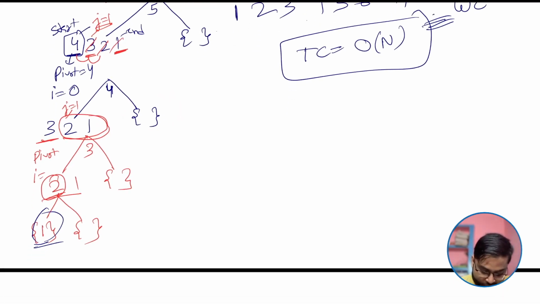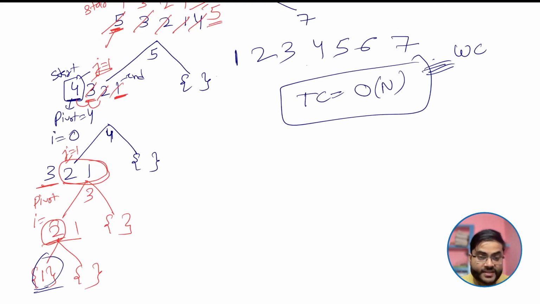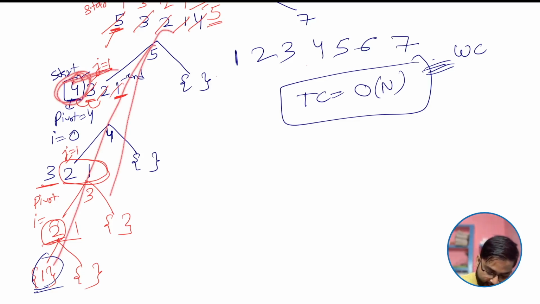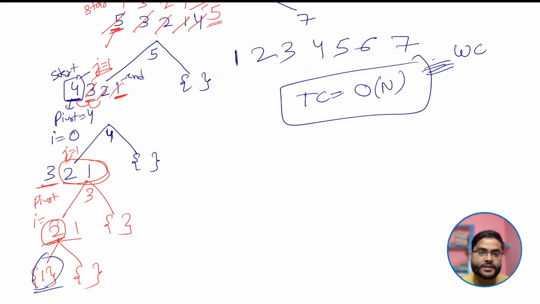Again, when I choose 3 as a pivot element, the right side gets empty and all the elements are on the left side. So this is the worst case of quick sort, because every time we only remove one pivot element. So the height will be almost n in the worst case.